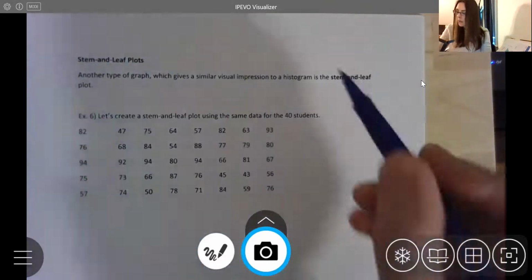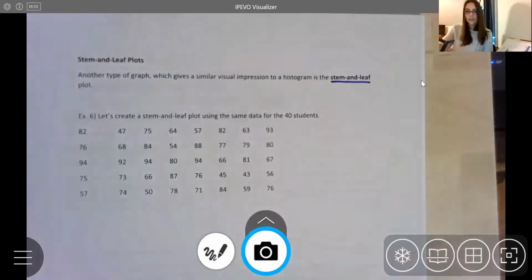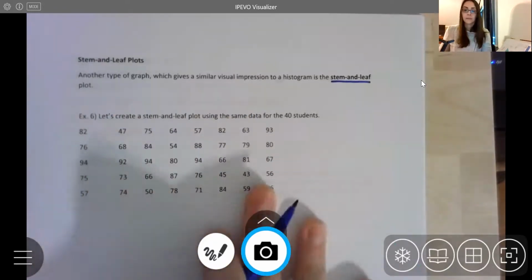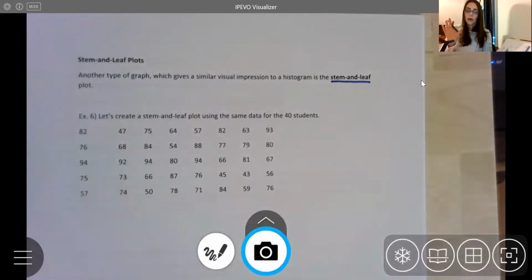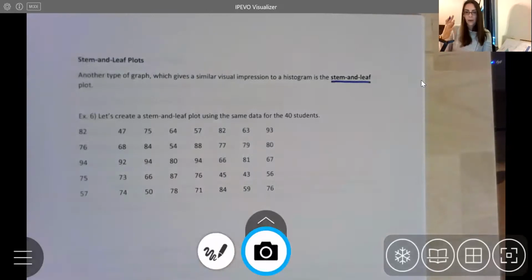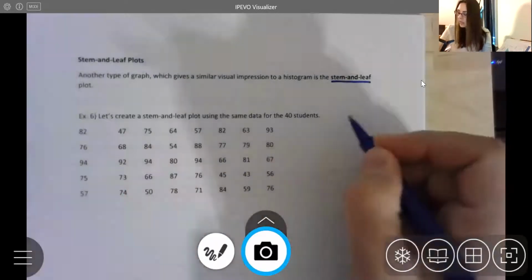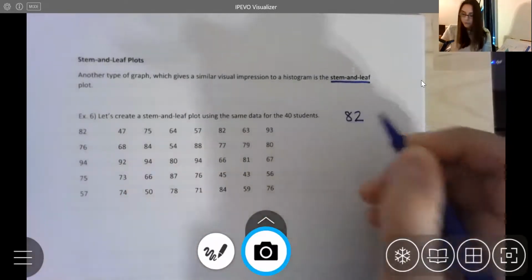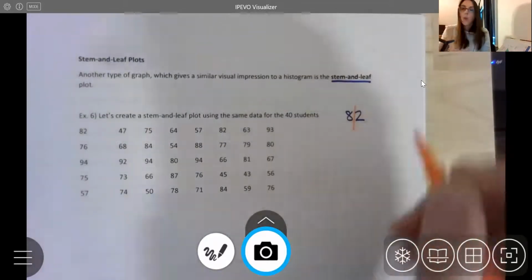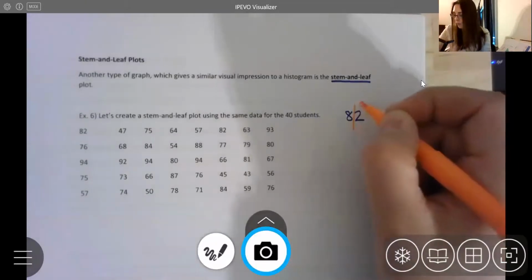So I'm going to show you how to make a stem and leaf plot. It's easier just to see an example than to try to write steps for something like this. So we have the 40 students this time for their test scores, right? Now, with a stem and leaf plot, you basically break the number up. So for instance, with the 82, we sort of break the number and break that ones position off.